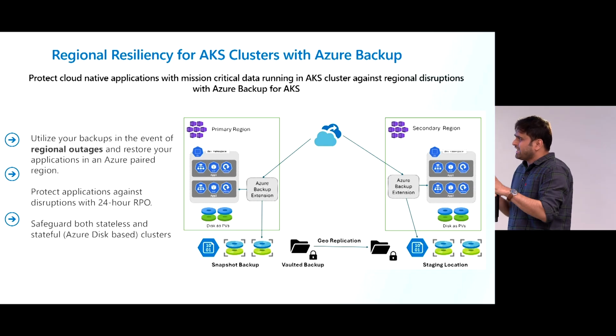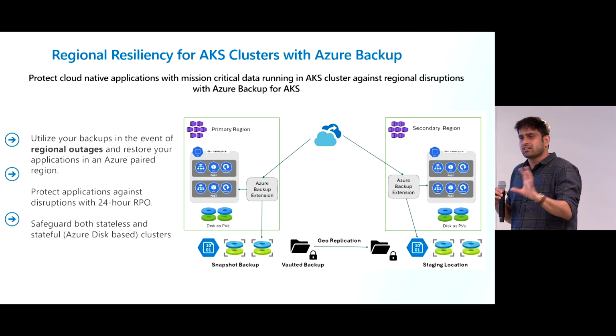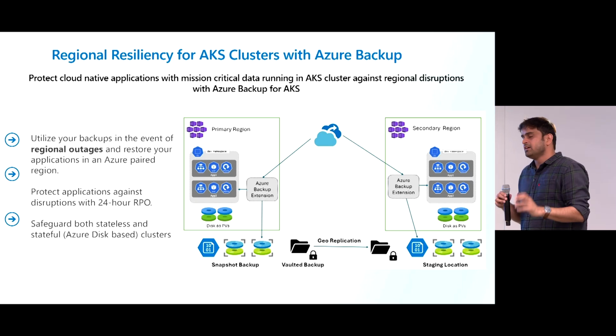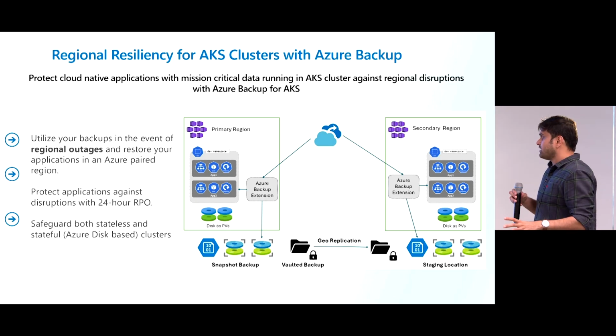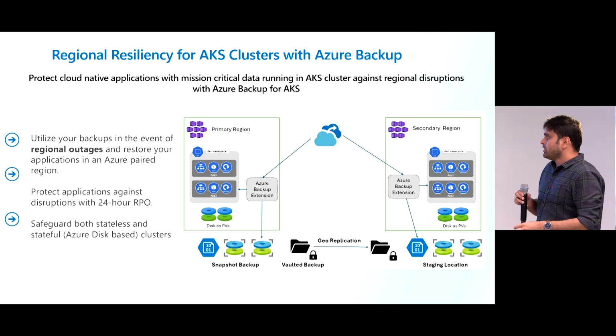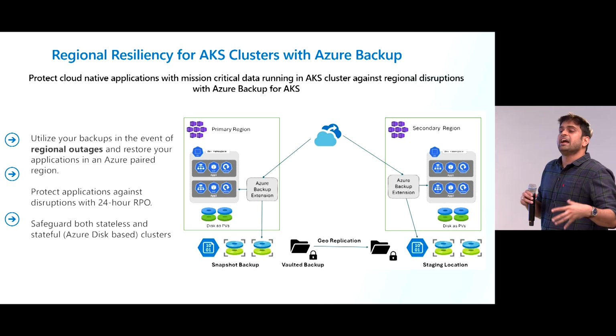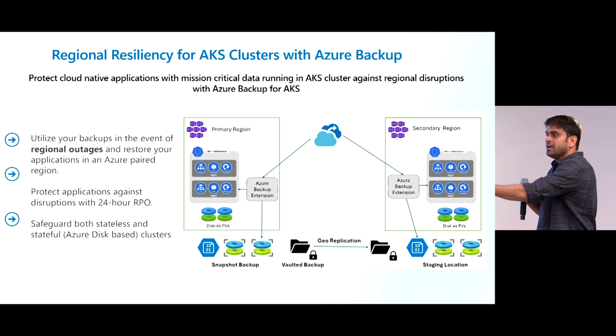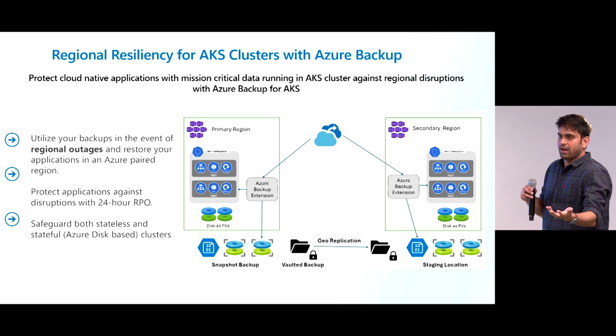The specific category of applications that we are bringing in is for what we call a 24-hour RPO. Those are the applications that are supported with the current version that we have released. So if any kind of regional outage happens, your backups are available in another region, and you can bring them up to operate your application.